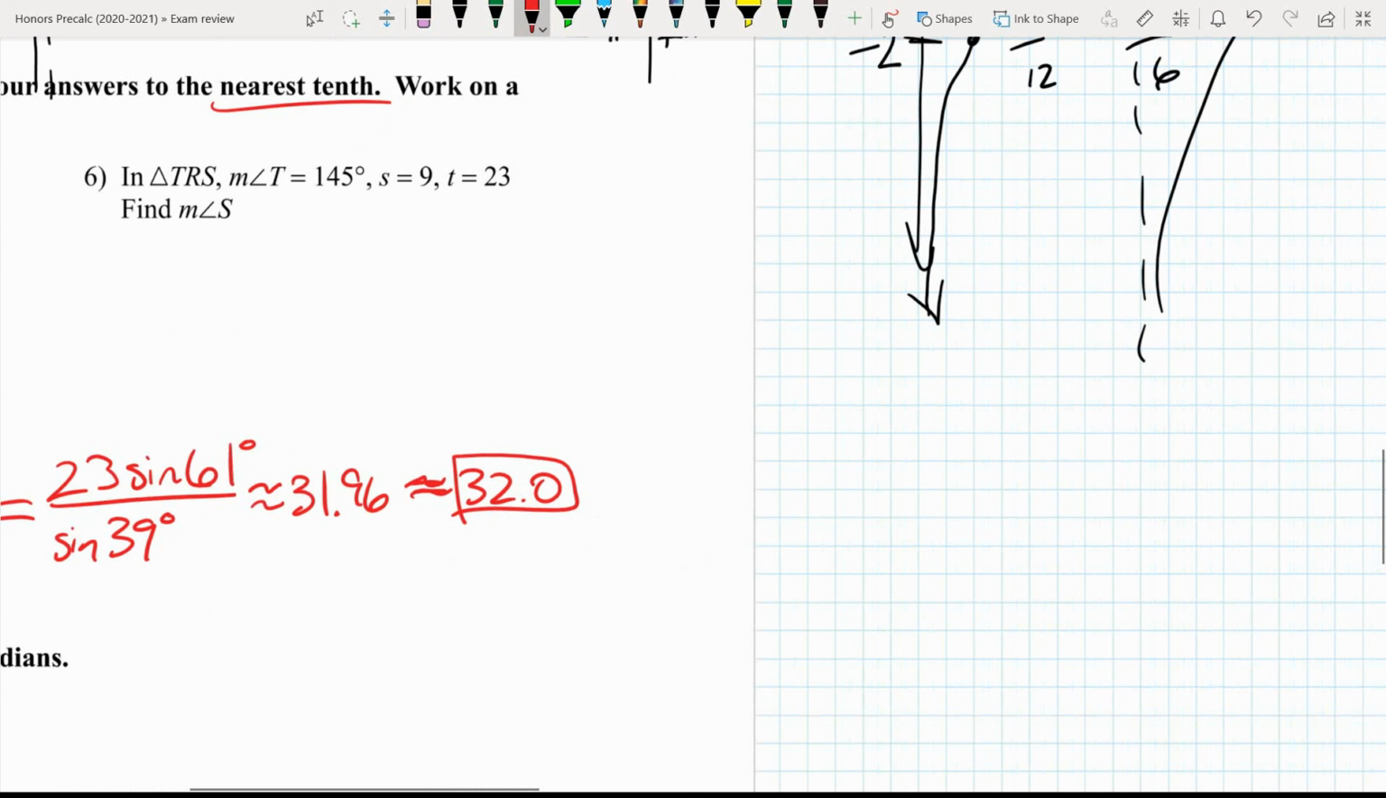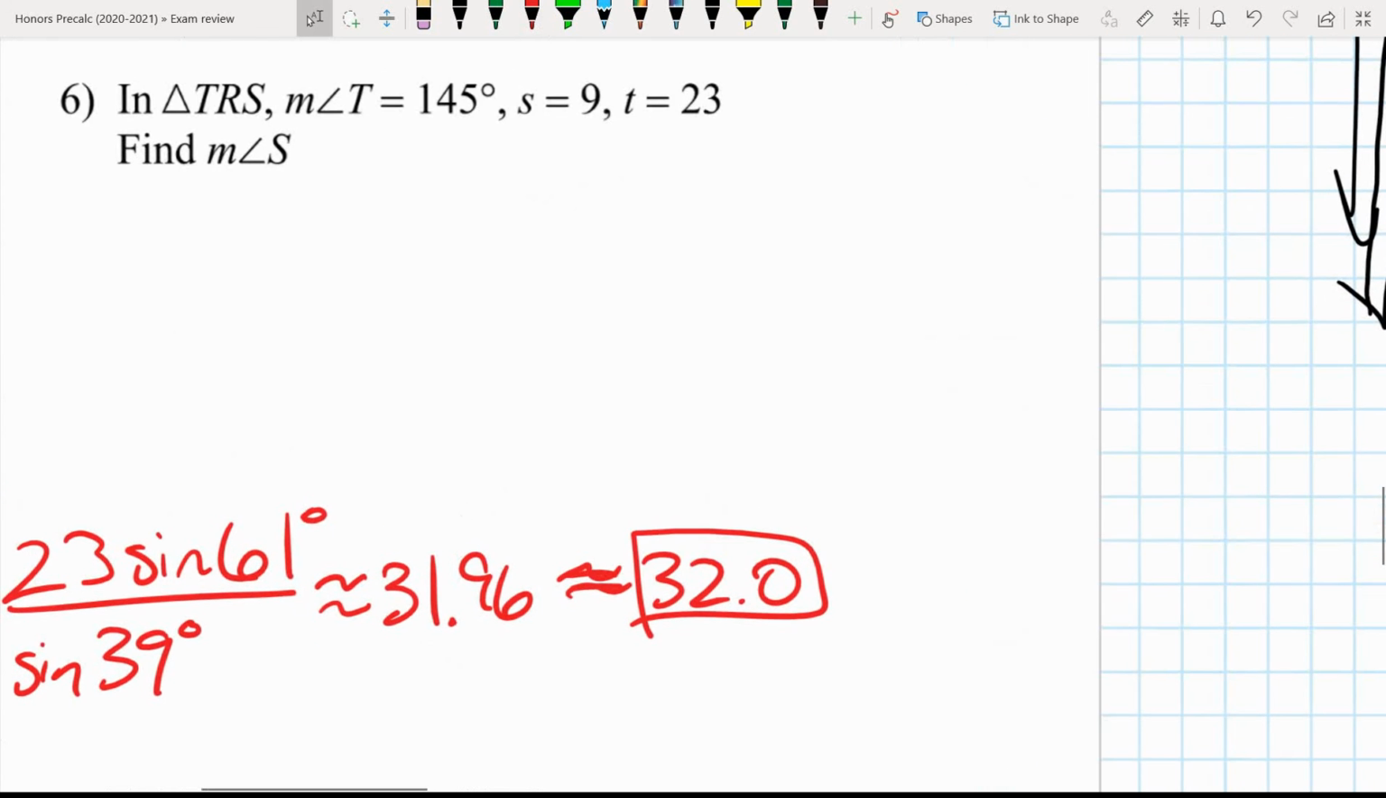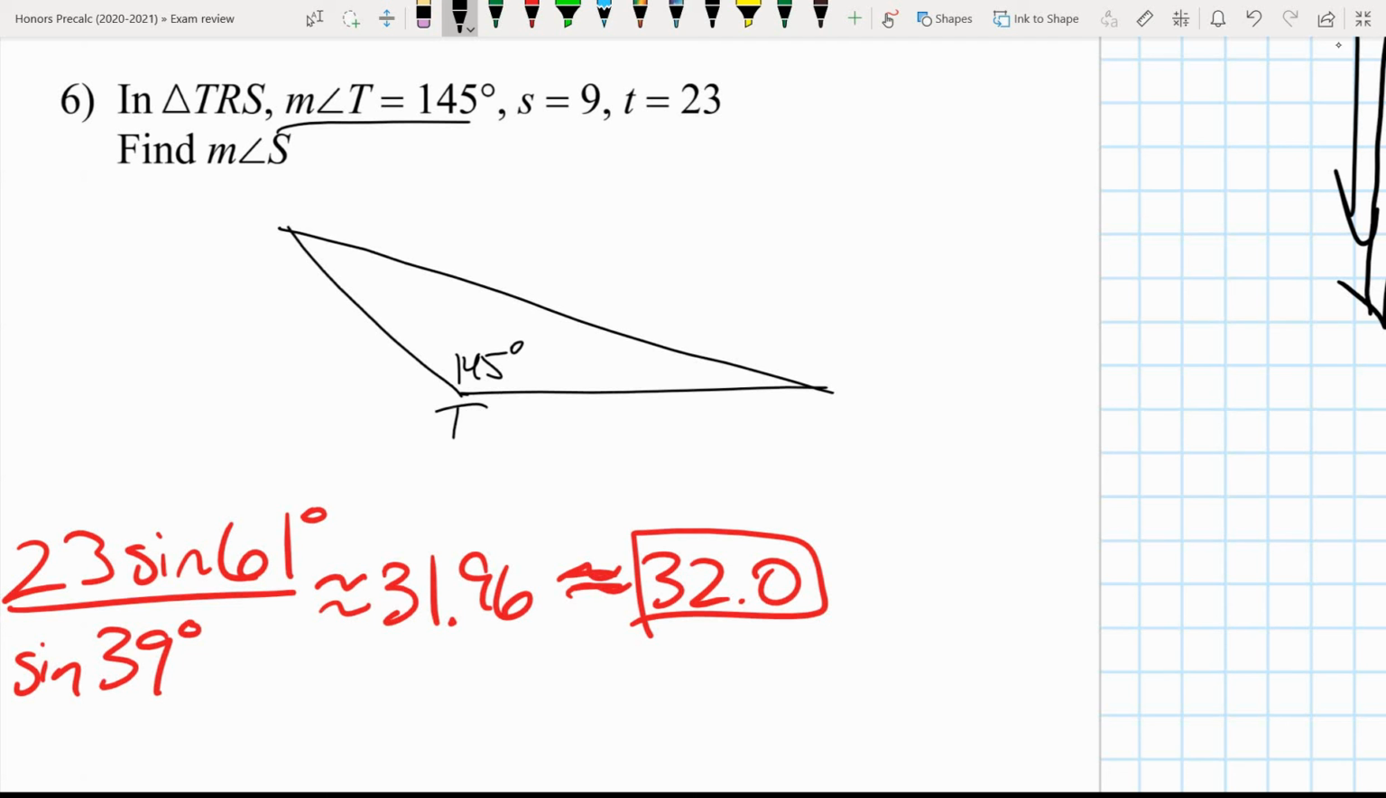This other one here, number 6, is also a law of sines situation. Let's draw the triangle here. So this one, I don't give you the triangle, but you can draw it. Some triangle TRS. We got some angle T, it's 145 degrees, so maybe we'll put that down here. 145 degrees, angle T, and then we'll draw the rest of it in here. So that's T, let's call this S, and we'll call the other side R here. So that means this is a little r, this is a little s, this is a little t.